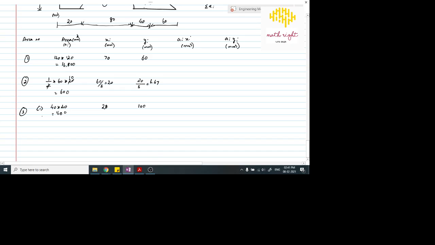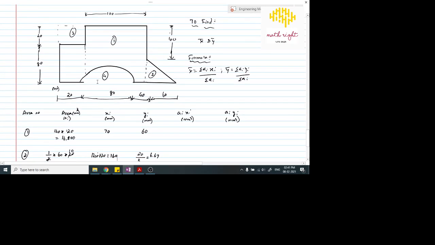Sir, for the triangle we have to add to the x, right? Yes, we have to add to x. I think we had missed it. Yes, sir, we have missed it out. Okay, then 140 plus 20, which is equal to 160.